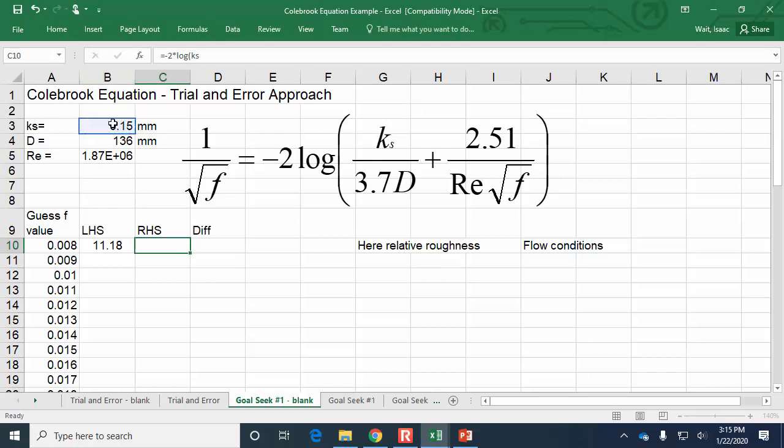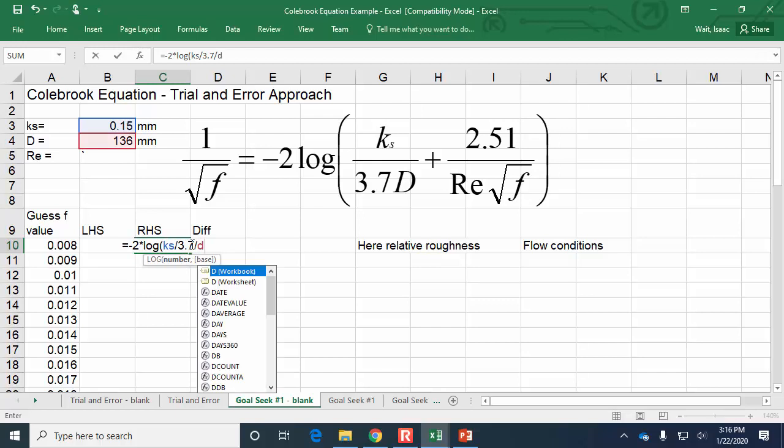How do you do that? You do that by up here. So see how this is tacos. Right here, this one is called A10. So you can rename any cell what you like. And so I named this cell k sub s. This one I called D. This is called RE. That is very nice. Okay, so equals negative 2 times the log of k sub s divided by 3.7 divided by D.